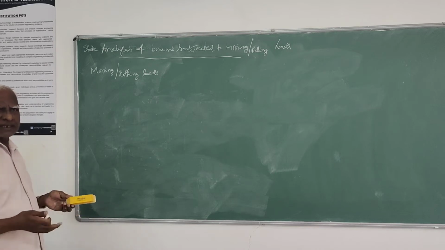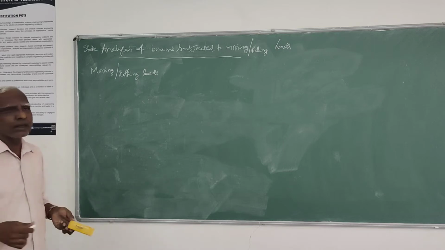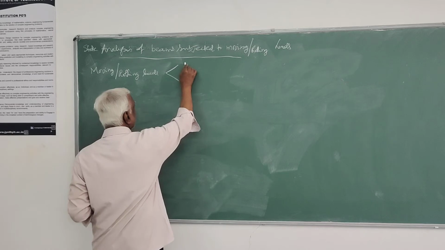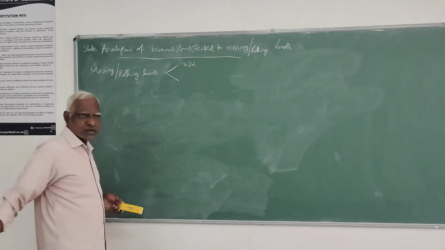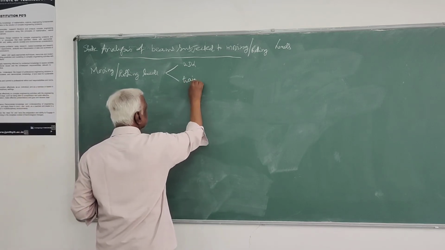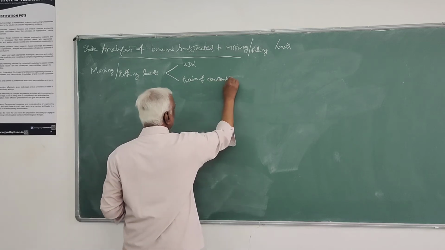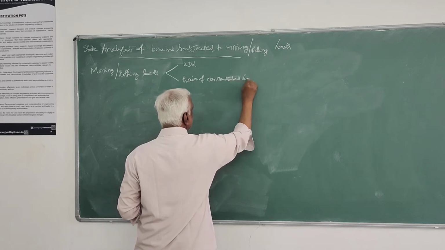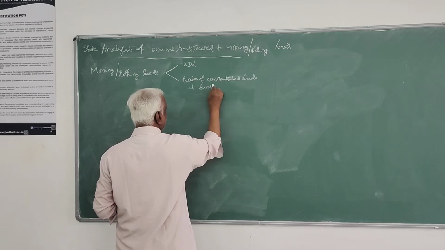So basically we come across two types of these moving or rolling loads. So there are two types of moving loads. One is uniformly distributed loads. That is one type. Another, a train of concentrated loads at fixed distance, at fixed spacing.